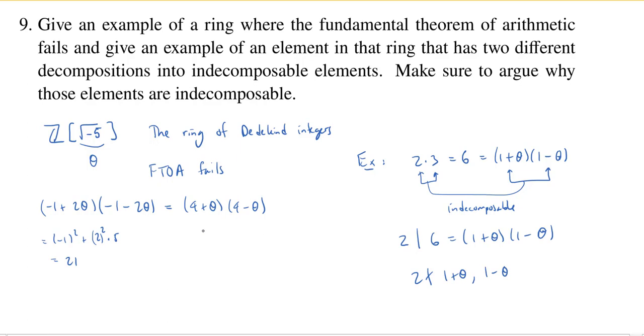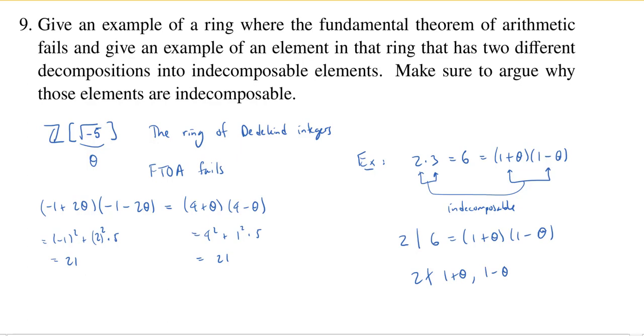And over here, I'll have 4 squared plus 1 squared times 5, which is going to be 16 plus 5, also 21. So I have two different products, both equal to the same number, 21, so they're equal to each other. And so if I can show that these are indecomposable elements, then we'll know that we have a counterexample to the fundamental theorem of arithmetic in this ring.